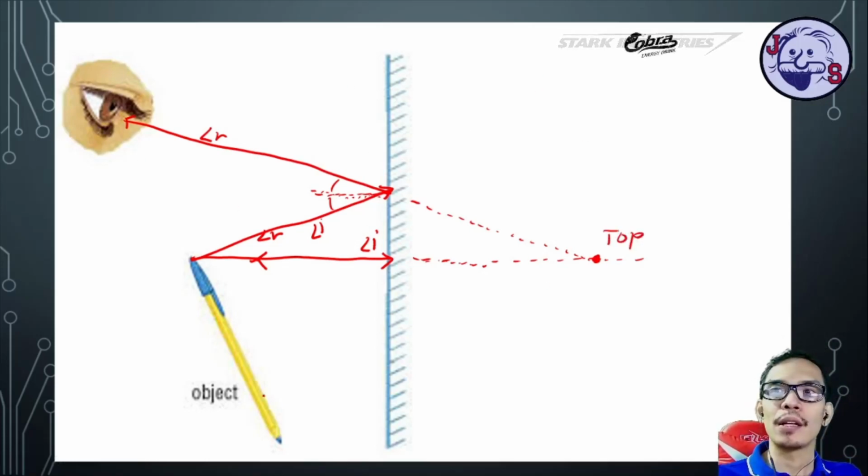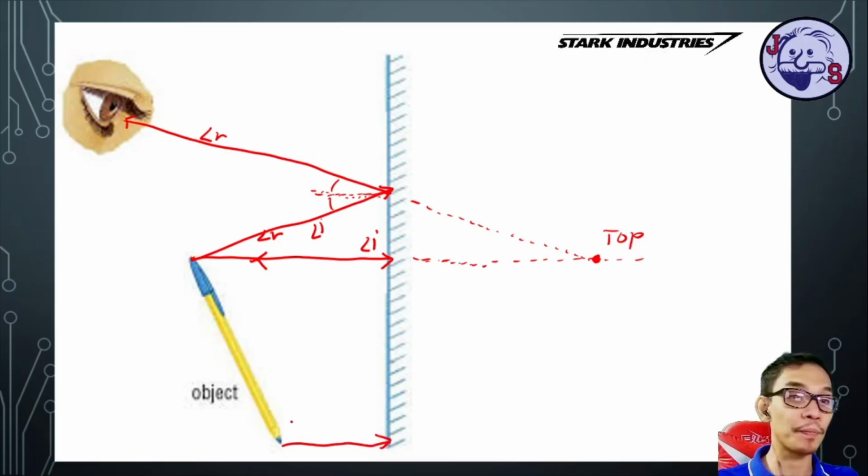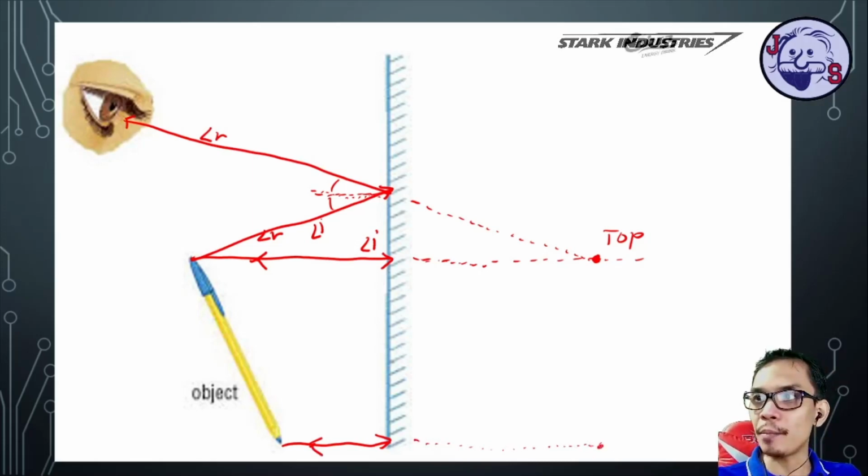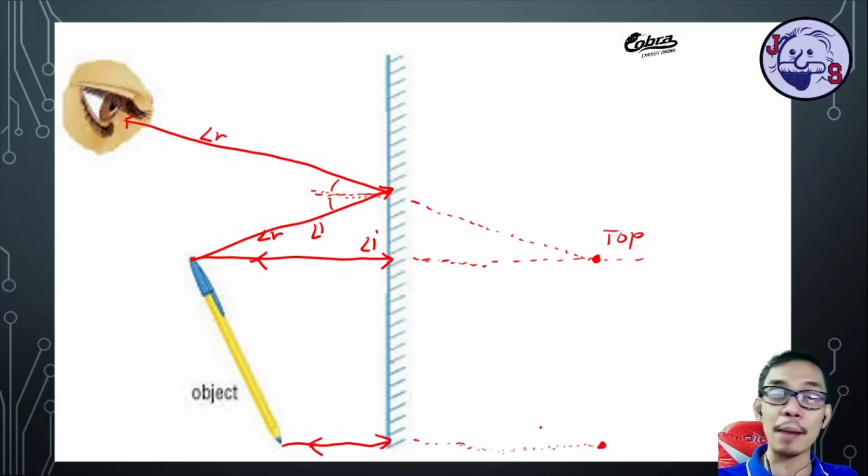Next one. The trickiest part here is the bottom part. So how will you send a light ray to the eye in the bottom part? First, let's draw the perpendicular line. Again, we can have it like this. The dotted lines that I am illustrating here come from the reflected ray. Next one, so how can we reach the eye?